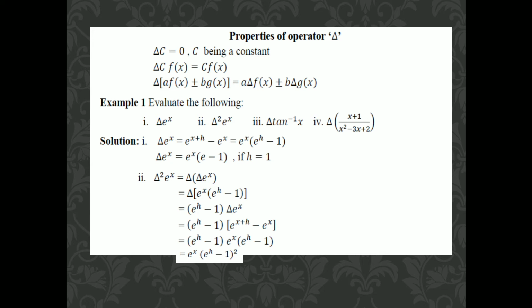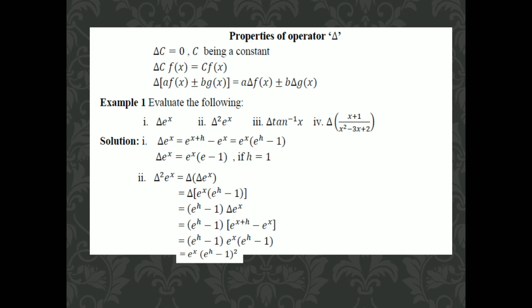Now let's move toward the properties of operator delta, that is the forward operator. If we operate the forward operator on a constant, then it gives the value 0, that is delta c is equal to 0, where c is a constant. Second property is that delta of c into f of x is equal to c into delta f of x. It means that we can write a constant outside the operator.